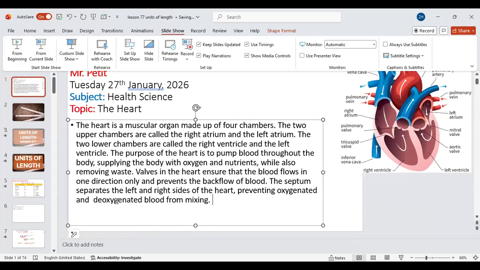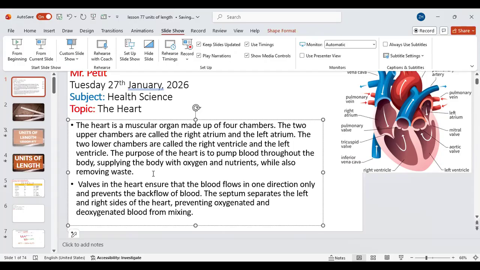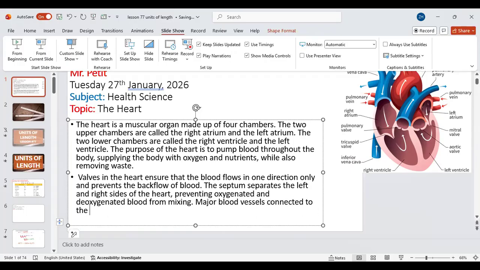Major blood vessels connected to the heart include the pulmonary vein, pulmonary artery. Let's start with the biggest one, vena cava. That's the largest one. And the vein from the lungs carries oxygenated blood. That's correct. Very good.